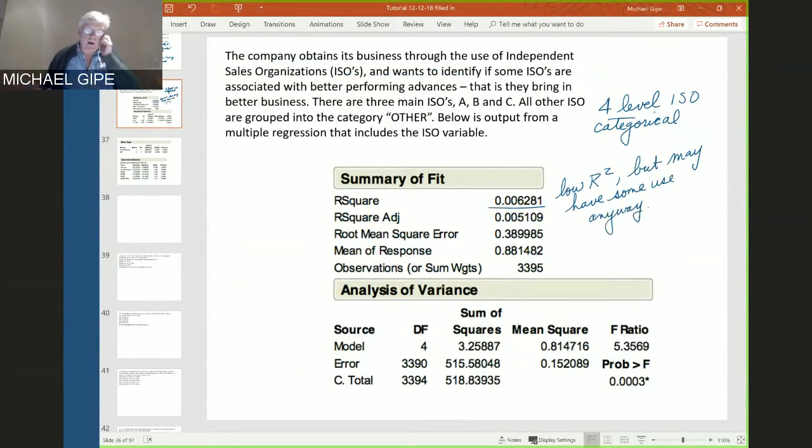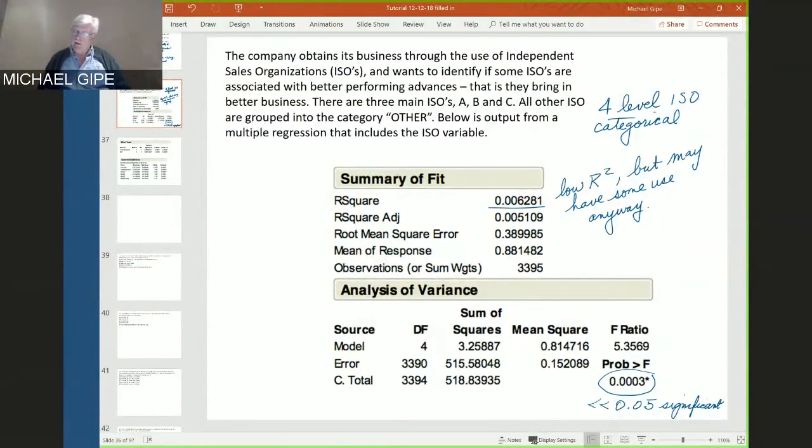Depends. Obviously, we've not captured all of the characteristics, all of the explanatory variables that explain how well the business is doing. Okay, analysis of variance. Let's take a look at some things. We have an F ratio of 5, and we have a p-value much less than 0.05. So this is a significant model as a whole.